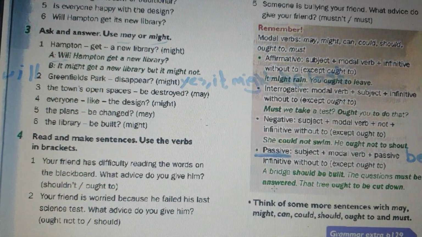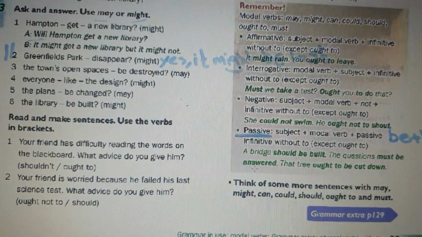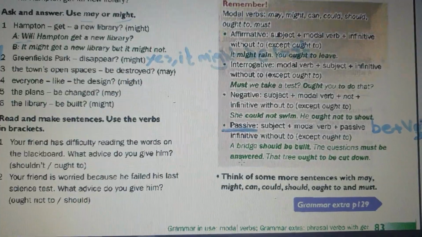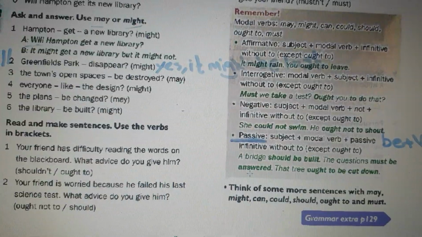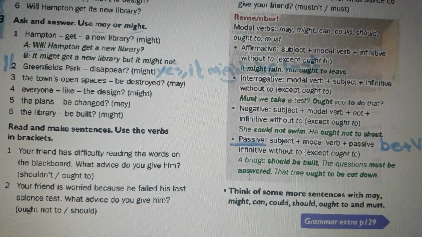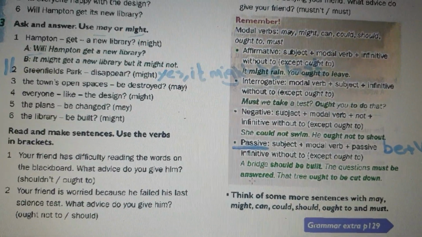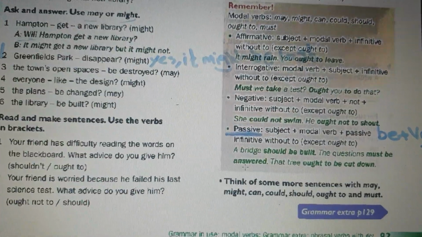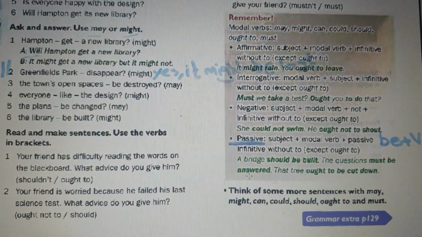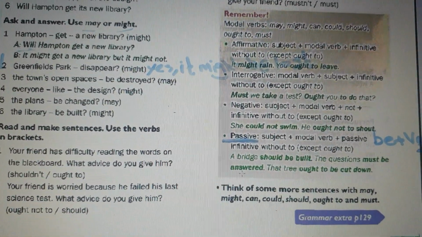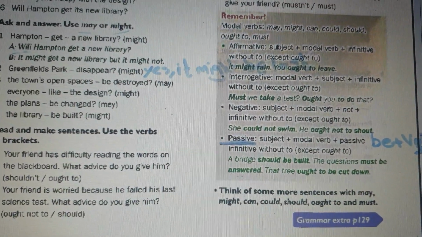Okay. For activity number 4, read and make sentences. Use the verbs in brackets. We'll do also 1 or 2. Your friend has difficulty reading the words on the blackboard. What advice do you give him? Shouldn't, ought to. Maybe you can say you ought to visit an eye doctor, optician.